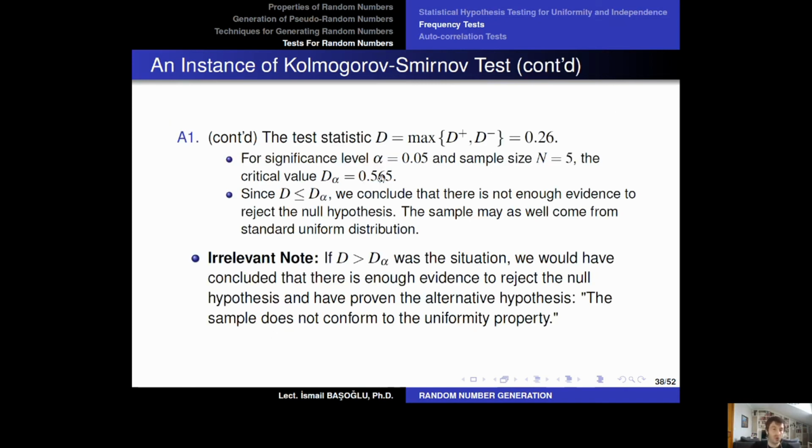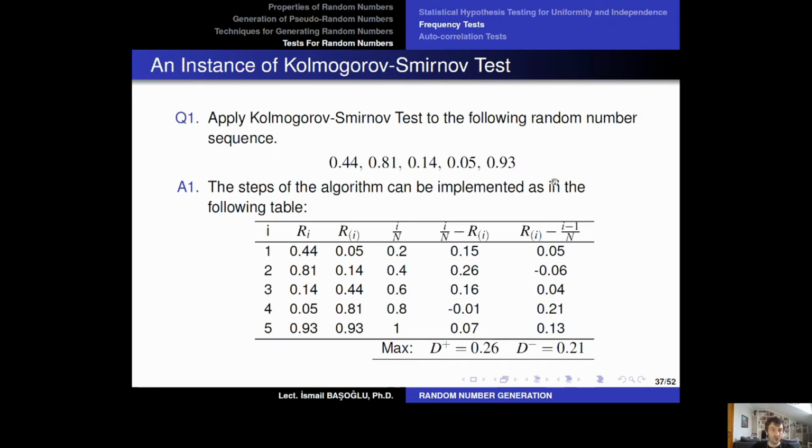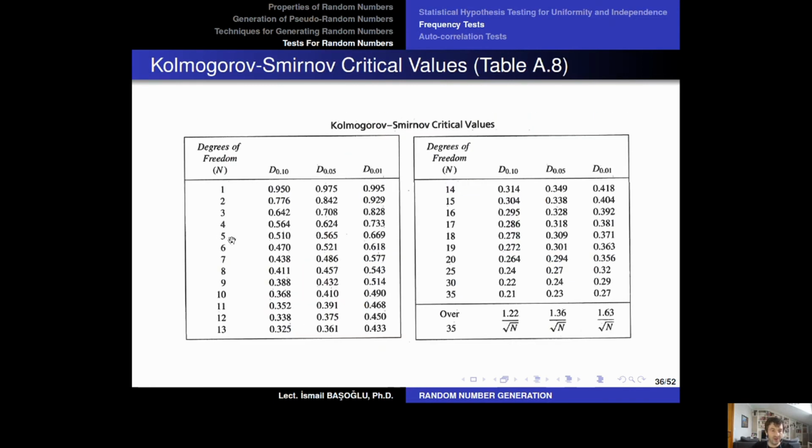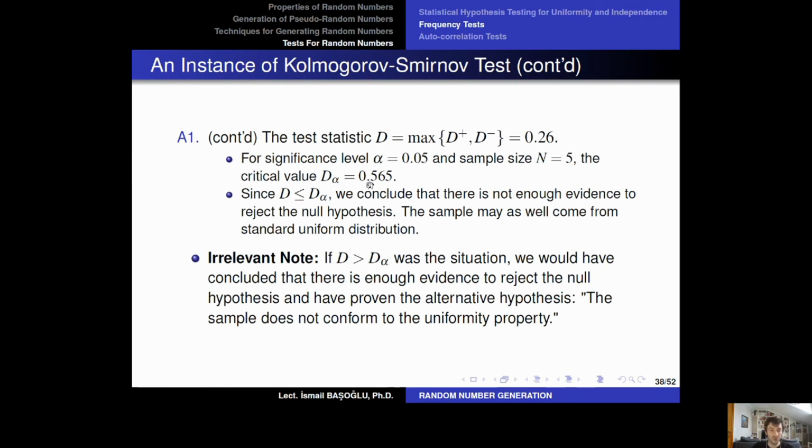Now I am going to go back to the Kolmogorov-Smirnov table for a significance level of 0.05 and sample size of 5. For significance level of 0.05 and sample size of 5, the critical value is 0.565, as you can see here. For the critical value of 0.565, we can say that our test statistic 0.26 here is less than or equal to the critical value. This means there is not enough evidence to reject the null hypothesis. This small sample of size 5 may as well come from a uniform distribution.